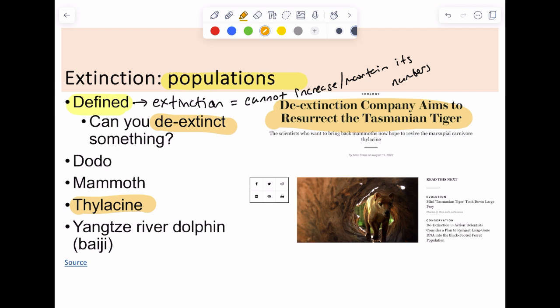There is one video that was made of the last one. It was kept in a zoo in Hobart, which is in Tasmania. They were hunted to extinction because we were convinced that they were eating sheep. And all the ranchers said, no, we don't want these things killing all of our sheep. So we're going to kill off these Tasmanian tigers. There was never any evidence that they were killing sheep. So we killed them off because we thought they were doing something without any evidence whatsoever.